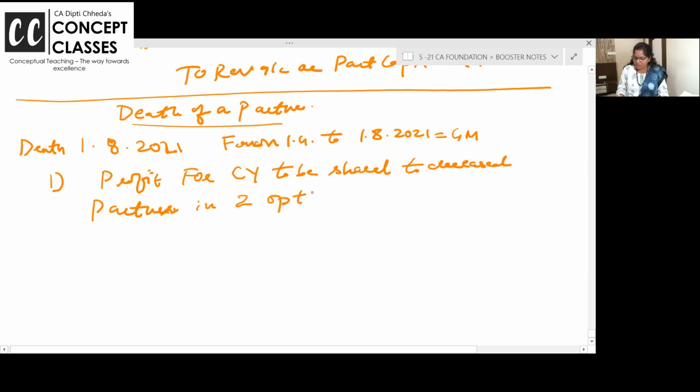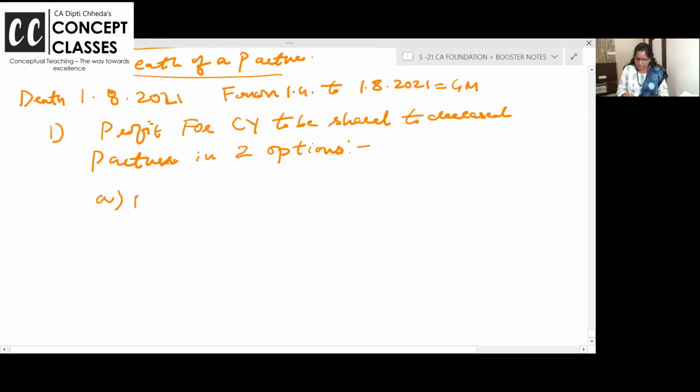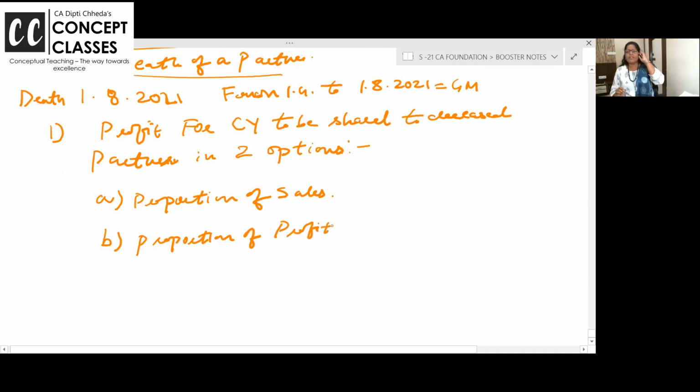To the deceased partner in two options. You have two options. Any one of it you can go. First, proportion of sales. Can we do it in sales? 4 months sales is 4 lakh and remaining sales is 8 lakh. So 4:8 ratio you give. Or you give it in the proportion of profit.